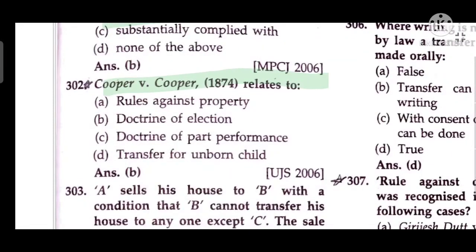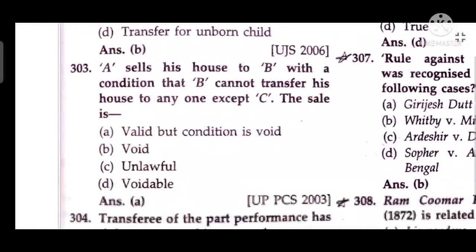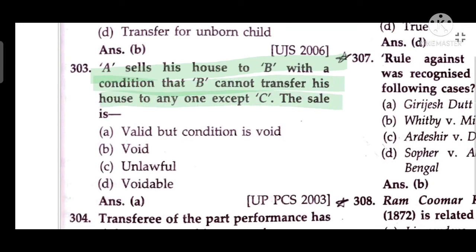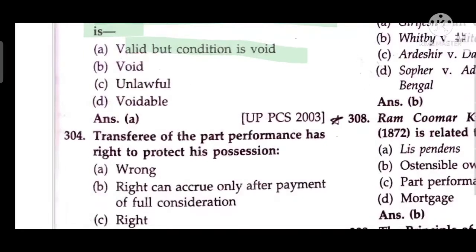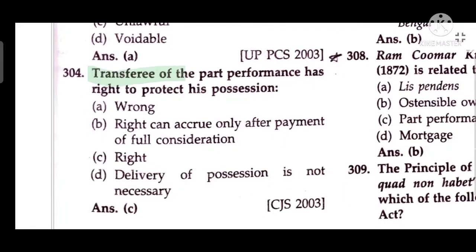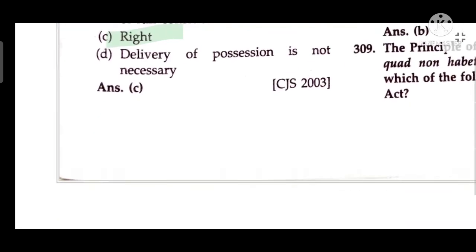Cuddapah versus Cuddapah 1874 is related to doctrine of election. A sells his house to B with condition that B cannot transfer his house to anyone except C. The sale is valid but the condition is void. Transferee of part performance has right to protect his possession.